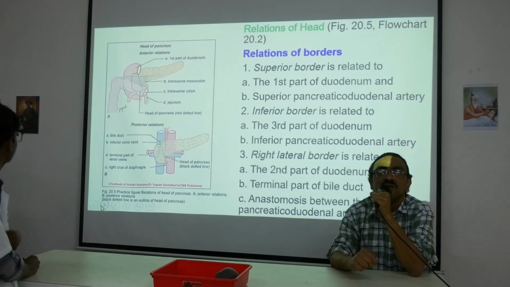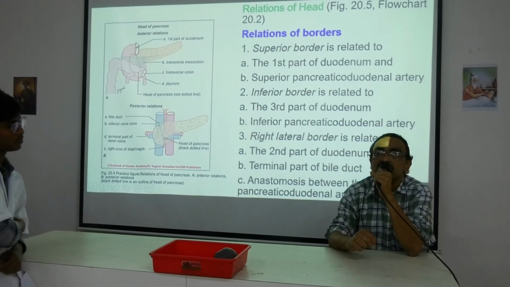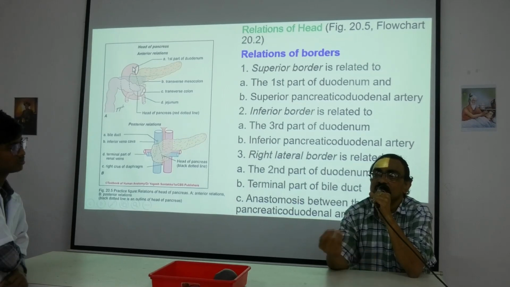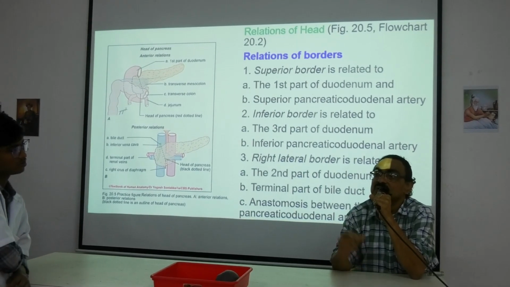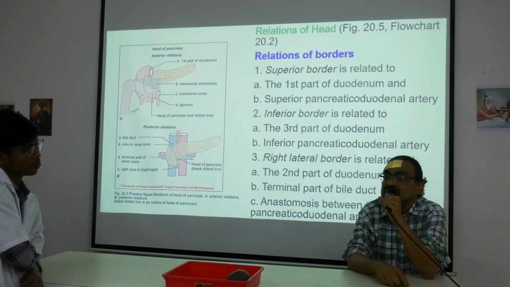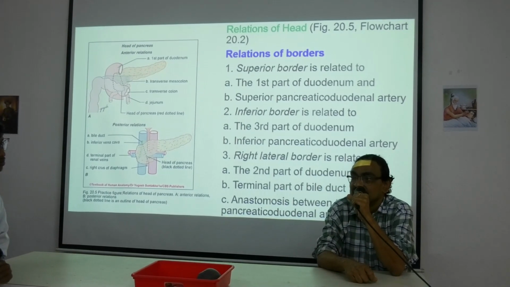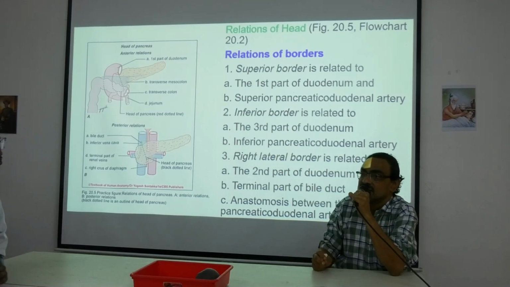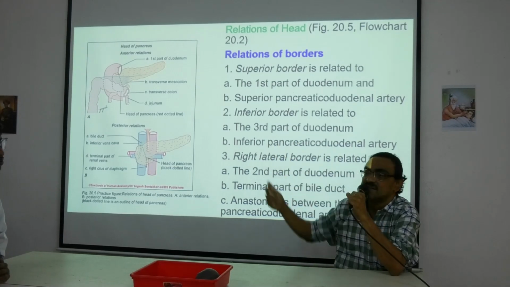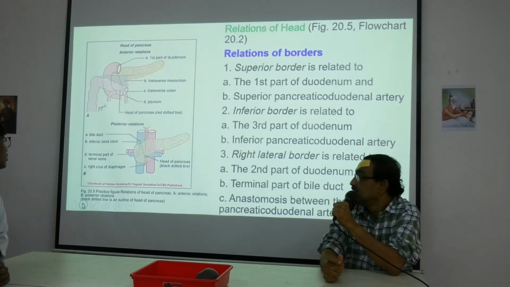Anteriorly, we know what are the structures forming the stomach bed. Already we have discussed. Within the stomach bed, we can get the body of the pancreas. So, the anterior surface and the inferior surface here are related to coils of small intestine.